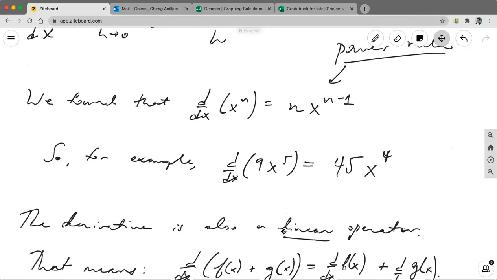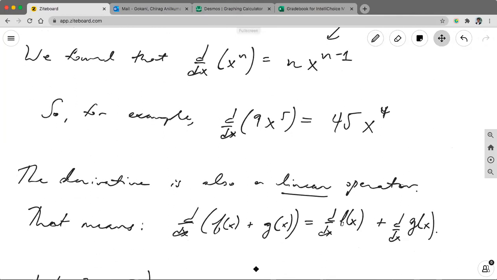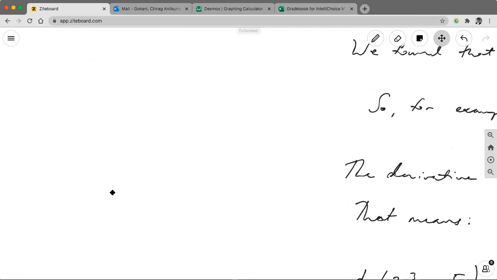So I didn't mention this yesterday, but I'd like to tell you today that the derivative is also what is called a linear operator. And this means, again, the definition of linearity. I think I defined linearity when we were talking about linear functions, and I'm just going to do that one more time so people are not confused about the meaning of linearity.